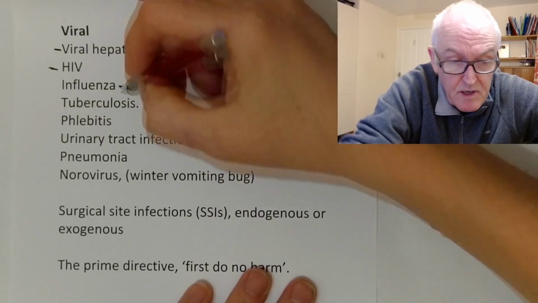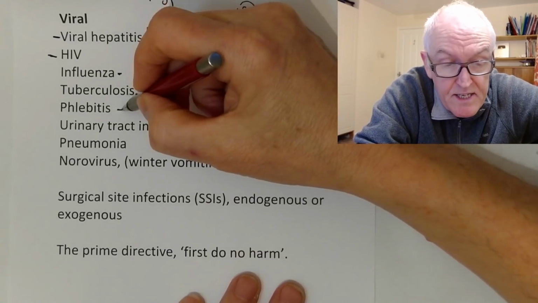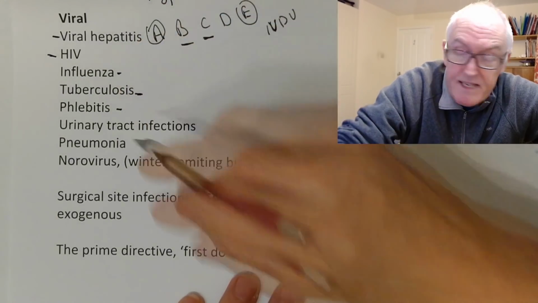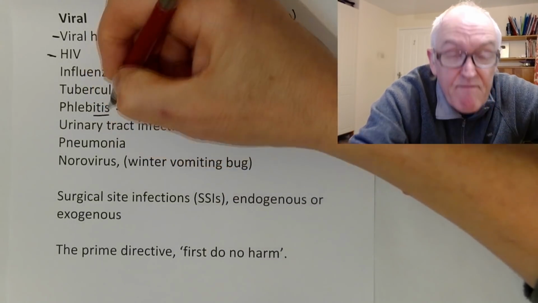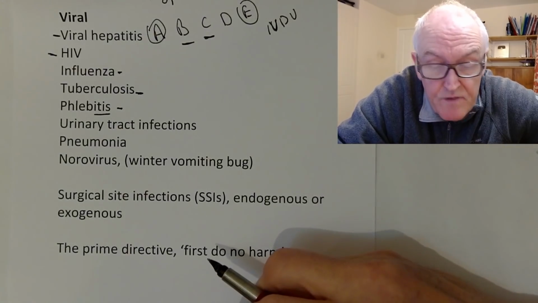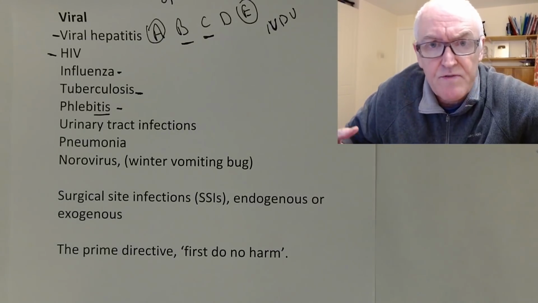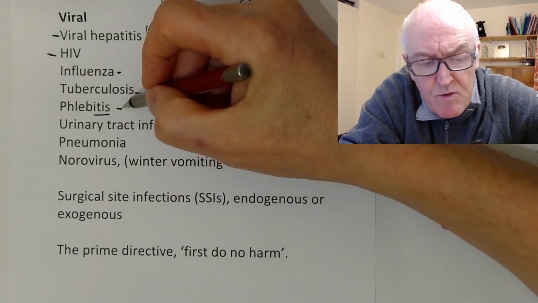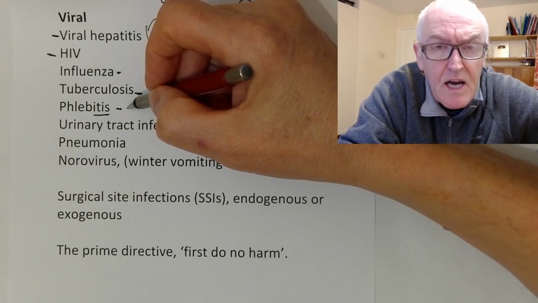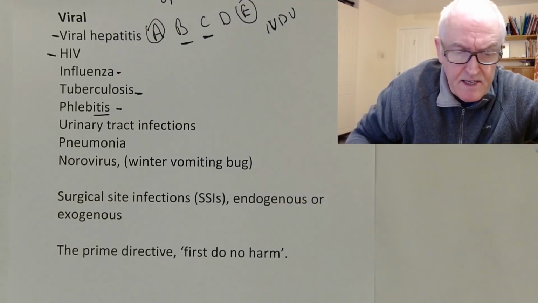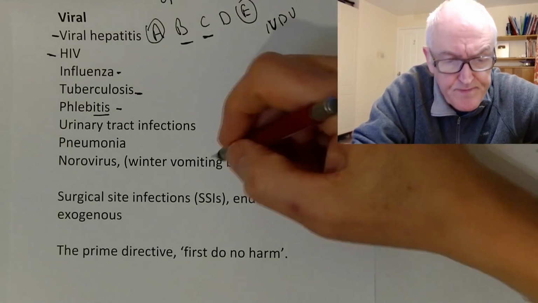Influenza can be transmitted in hospitals. I know I've caught that in hospital as well. Tuberculosis can, although that's less common these days. Now, phlebitis is also an infection. Itis is inflammation of, and phlebitis is inflammation of the veins. And this often happens because in hospitals we're always sticking needles and cannulas in veins to take blood or to give intravenous fluids. Normally this happens when a cannula is left in for a period of time, or it's inserted using bad technique. And you get inflammation of the vein, and you have to take the cannula out, send it for culture, and replace it in a different site.